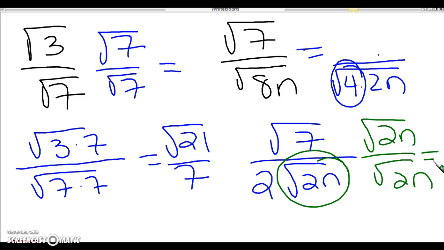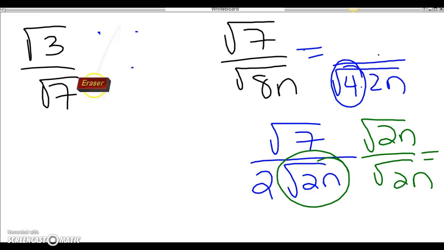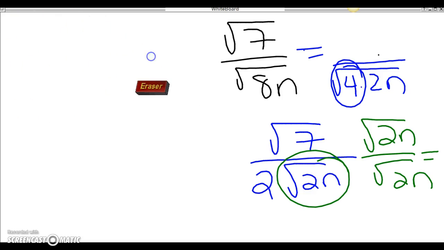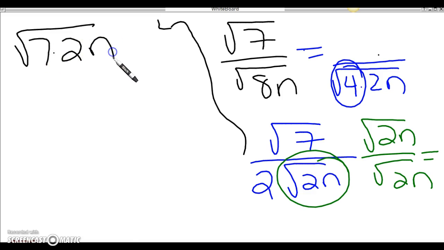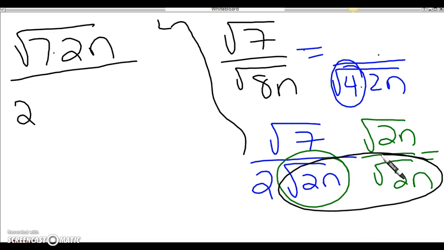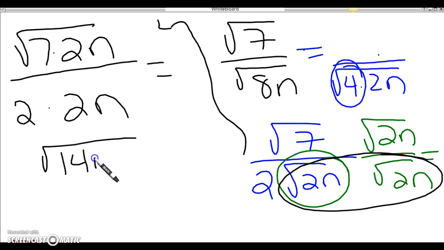And I get, and I'm going to erase some of this so I have a little bit more space. And I'm just going to come over here to the top. So, right there. And I get the square root of 7 times 2n over 2. And remember, whenever I multiply this, I just get that same number. So I get over 2 times 2n. And when I multiply that out, I get square root of 14n over 4n. Okay? That was one way of doing it.